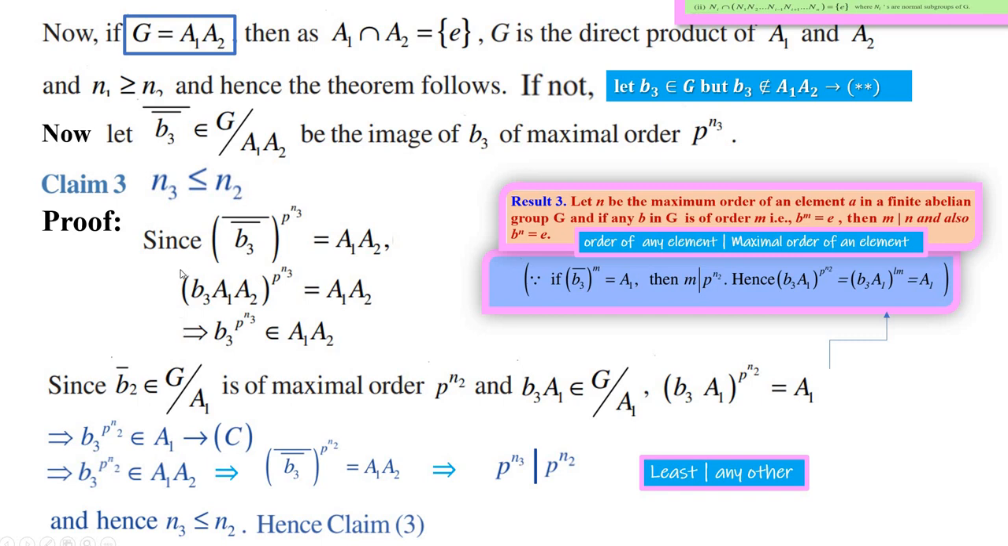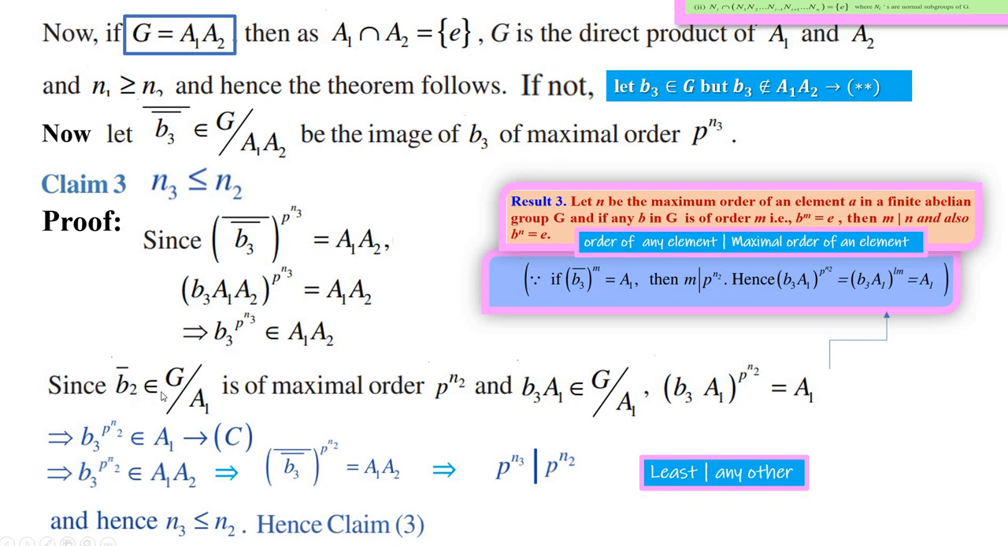So for that, first we consider B3 bar power P power N3, and that being equal to A1 A2. Rewriting this, we have this, and A1 A2 being a normal subgroup, this one goes inside, and xH is equal to H if and only if x belongs to H. Using that result, your B3 power P power N3 will belong to A1 A2.